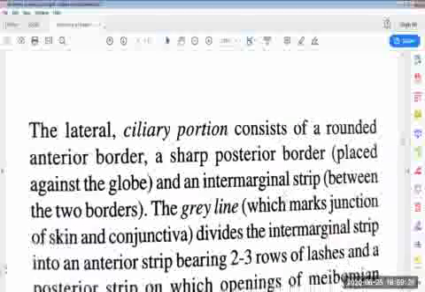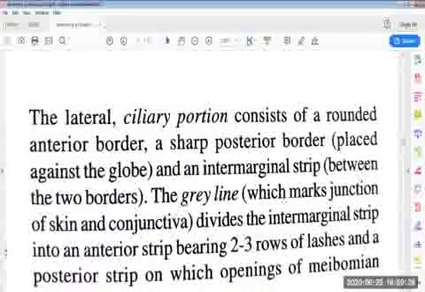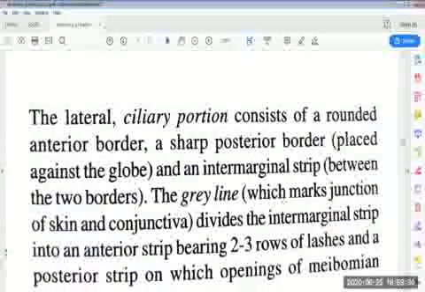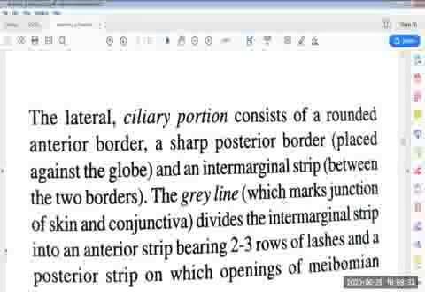The lateral is called the ciliary portion and it consists of a rounded anterior border, a sharp posterior border, and an intermarginal strip between the two borders. Two borders means the anterior border and posterior border. In between the two borders, there is an intermarginal strip.